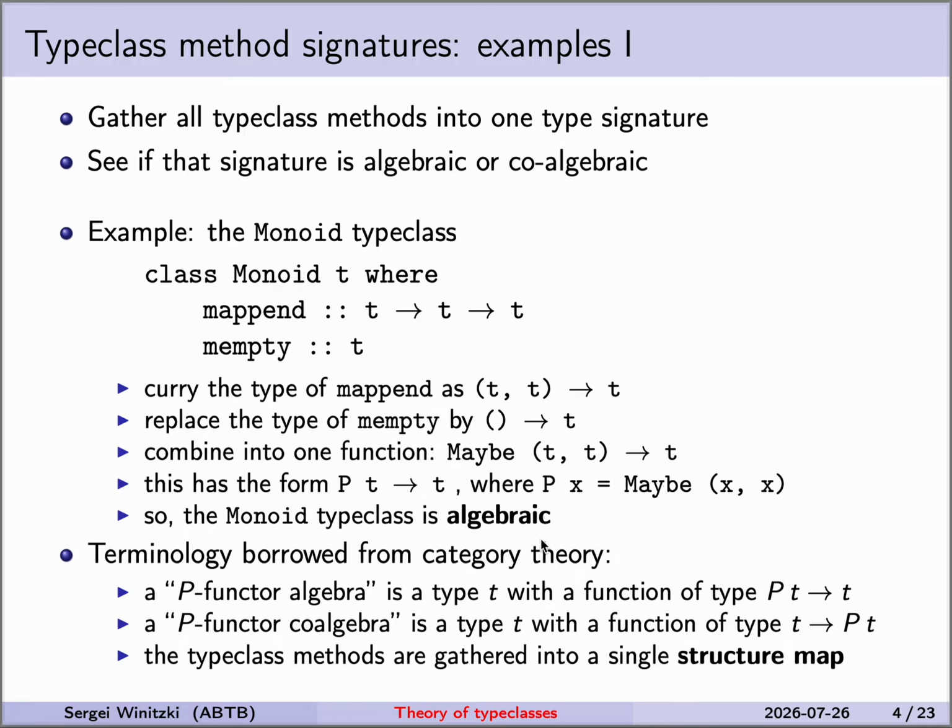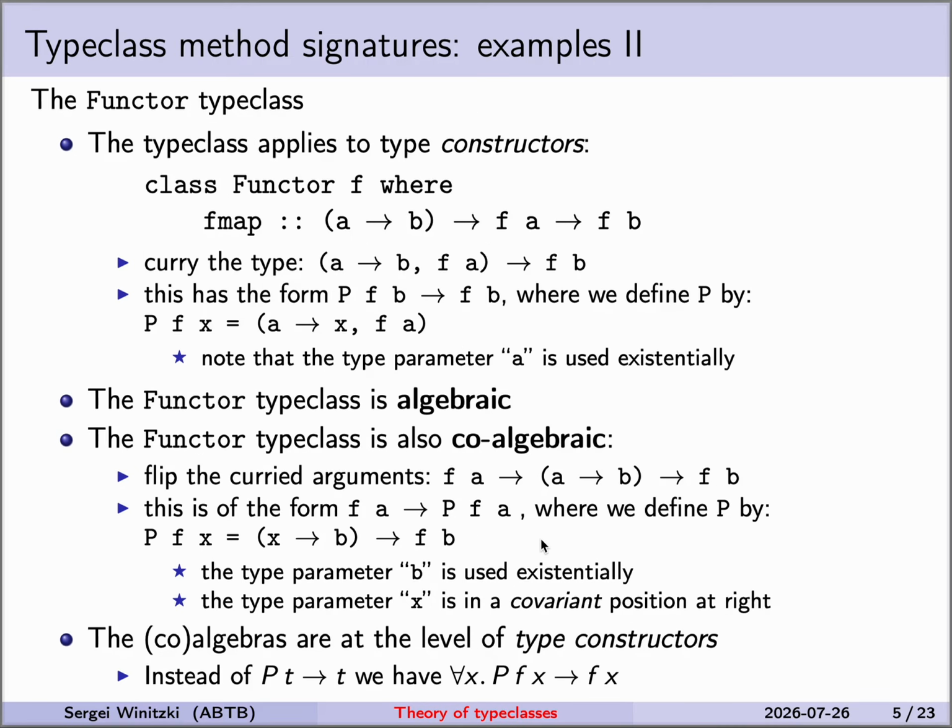So then, let me go to another example, the functor type class itself. Now, the functor type class is defined like this. It has a function fmap. We do not write the laws in Haskell. It is not essential at this point. How can we see if this type signature is of the type p f to f or f to p f or anything like this?